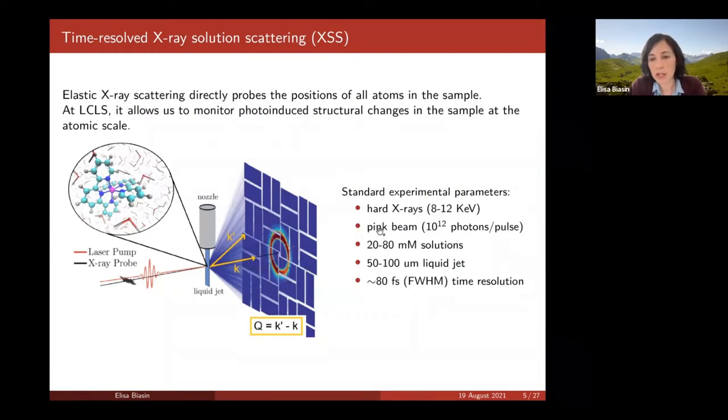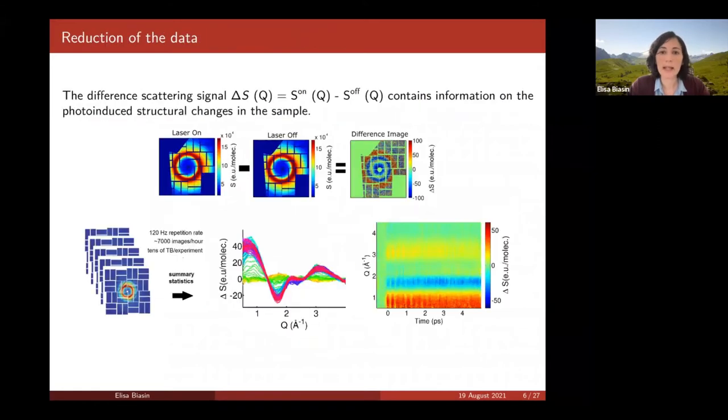And for the concentration that we typically utilize for this experiment, between 20 and 80 millimolar, we have thousands of solvent molecules per solute molecule. Therefore, the total scattering signal is dominated by the scattering from the solvent. However, by taking the difference scattering signal, we just have information about the photo-induced structural changes. We then usually integrate the two-dimensional pattern into a one-dimensional curve, which in my presentation I will show as a function of scattering vector and pump and probe time delay. So how do we analyze a scattering data set?